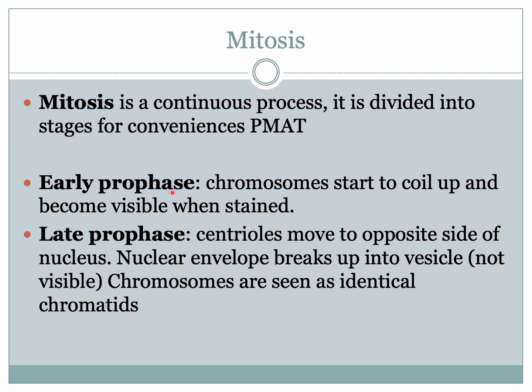In early prophase, the chromosomes start to coil up and become visible when stained. In late prophase, centrioles move to opposite sides of the nucleus. The nuclear envelope breaks up into vesicles, which makes it invisible at that time. A lot of times you'll see where it says the nuclear envelope disappears. It's because it's in a vesicle. We can no longer see it. And then the chromosomes are seen as identical chromatids.